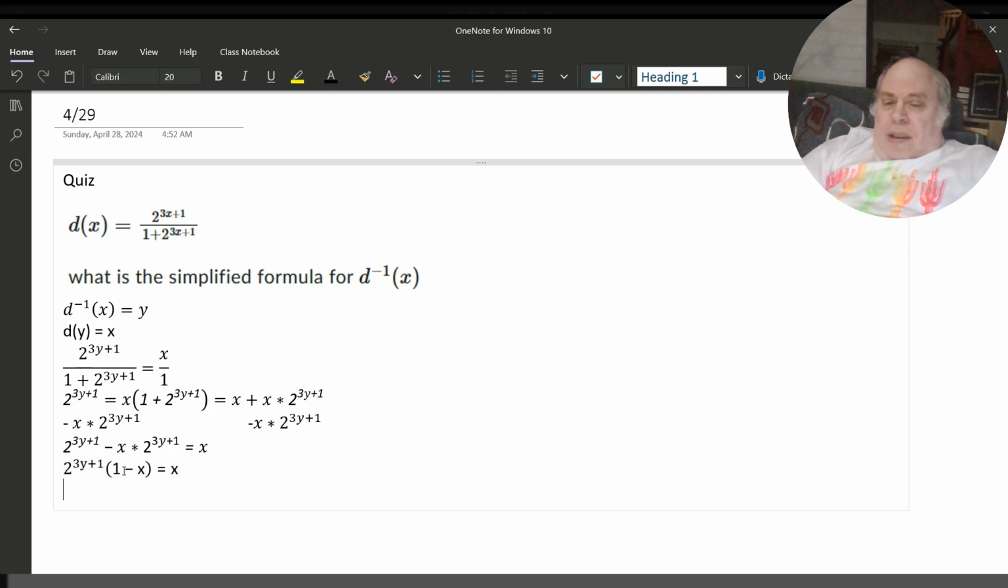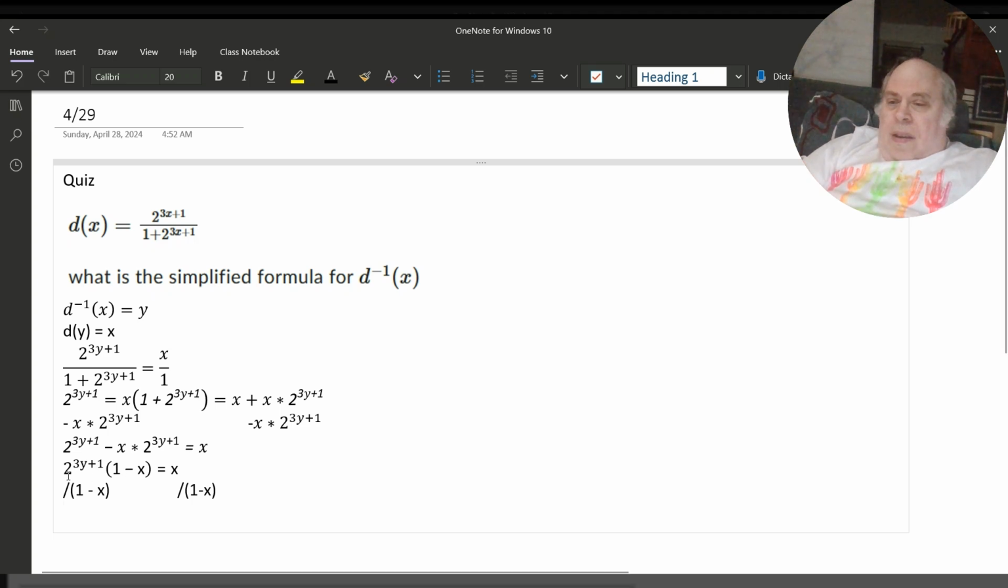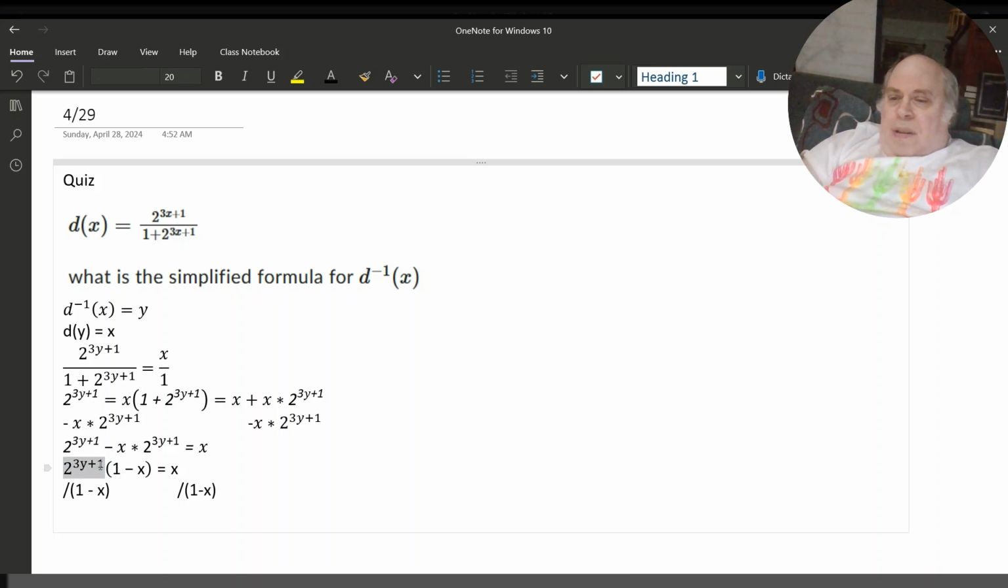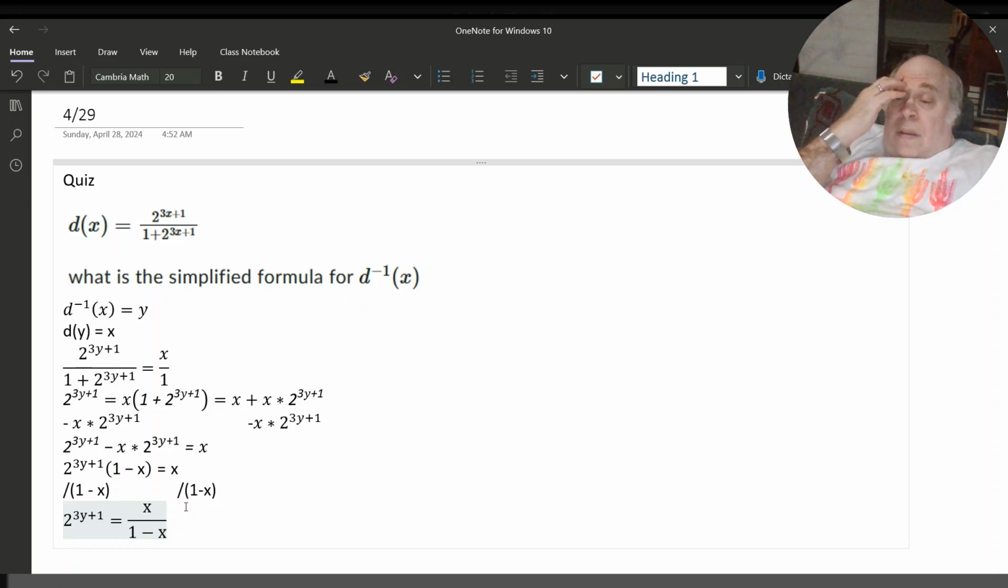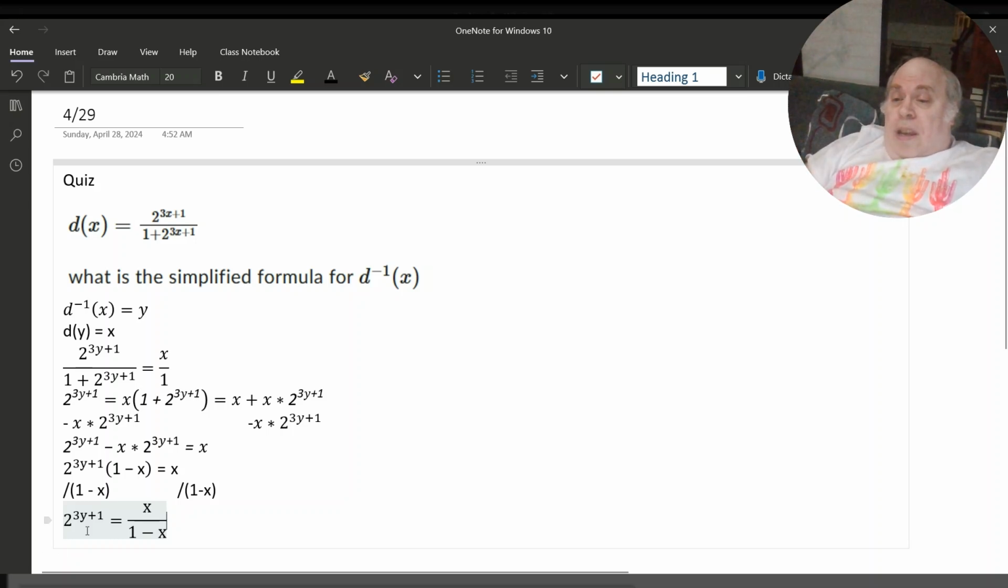Now, at this point, we can divide both sides by 1 minus x. And that's going to give us 2 to the 3y plus 1 equals x over 1 minus x. Now at this point, this side is just a power of 2. So when we see a pure power on one side, we can ln it.